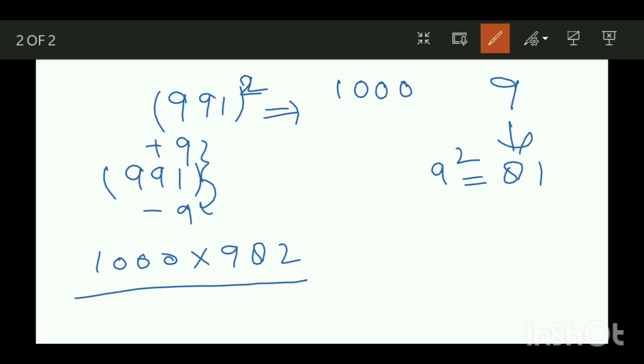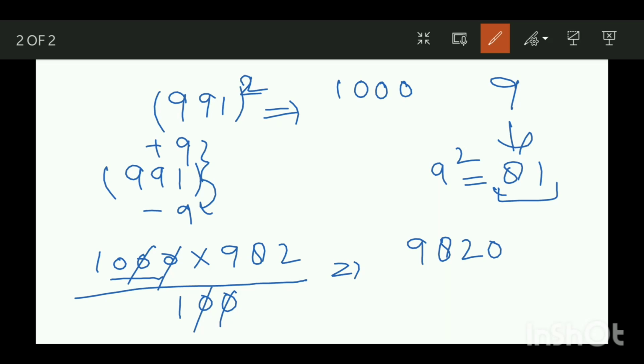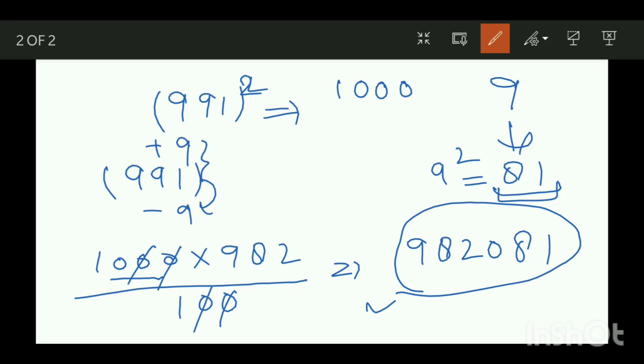Now we have to remove these zeros, but we can divide it by a maximum of 100 because here there are only 2 digits. So we will divide it by 100. So this 100 will remove 2 zeros. So what we will get next is 9820, and we have used both the digits, so we will write it as it is. So this is the square of 991. Hope it is very clear and very simple, and now you are able to do it in seconds.